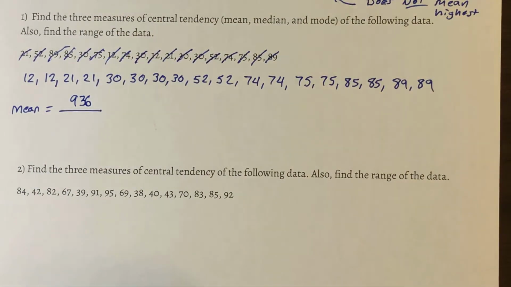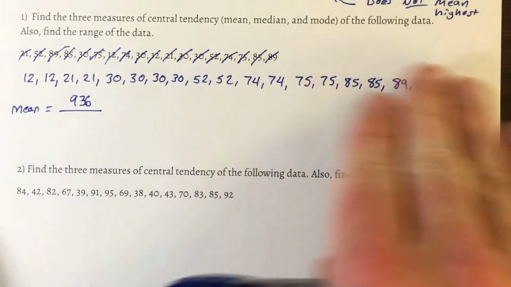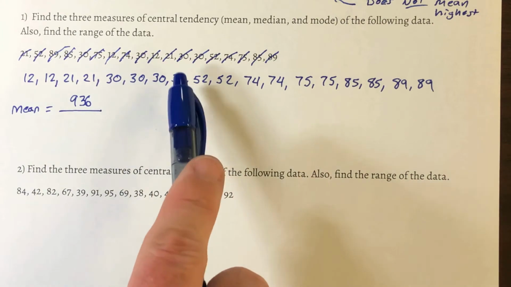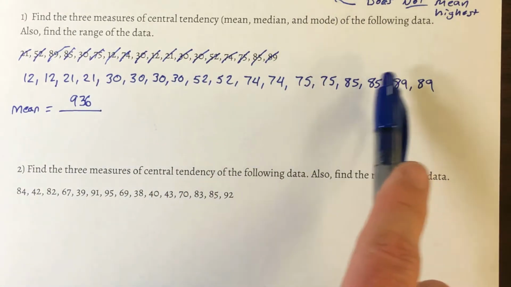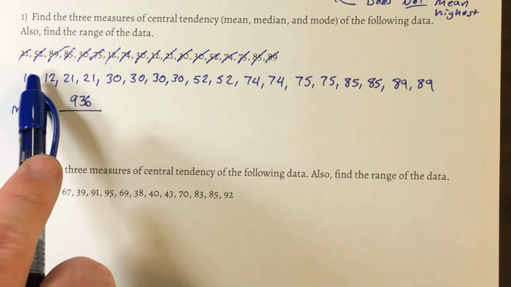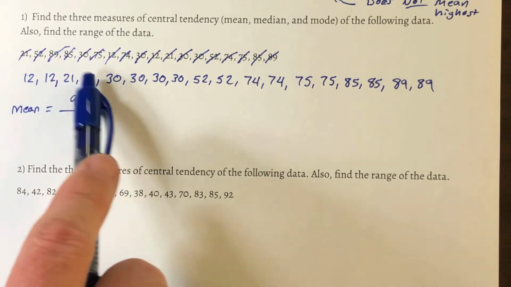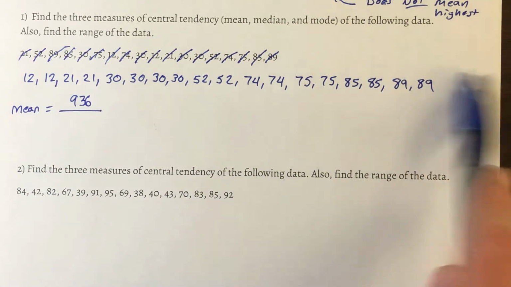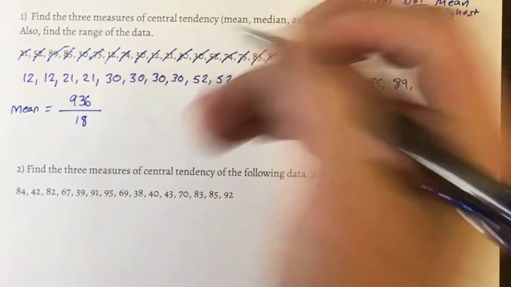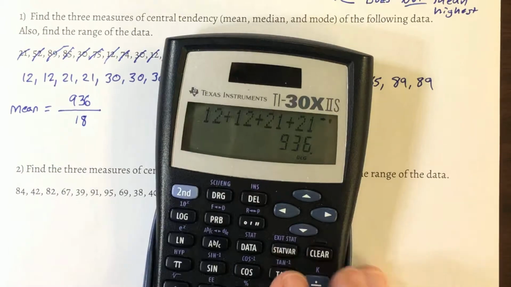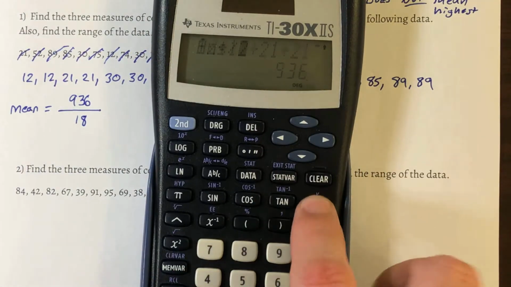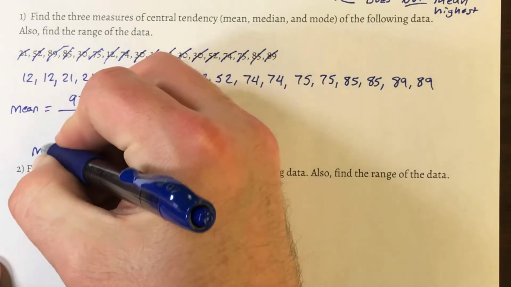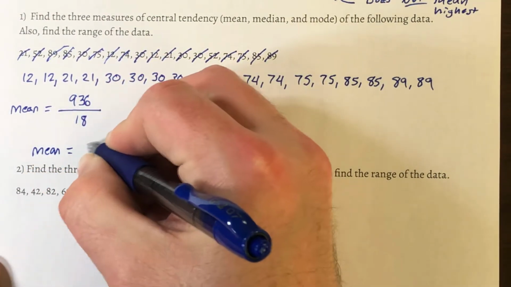936. All right, we're going to divide by how many numbers there are. And if I had zeros, I would count them. So 1, 2, 3, 4, 5, 6, 7, 8, 9, 10, 11, 12, 13, 14, 15, 16, 17, 18, and I got off. Let's do that again. I can count. I'm a math teacher. 1 through 18. All right, I can count. So 18 values. Let's divide that. So 936, take that total, divide by how many numbers there are. We get 52. So our first answer, the mean, is 52.